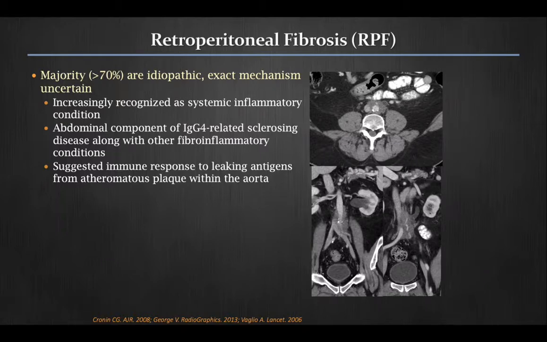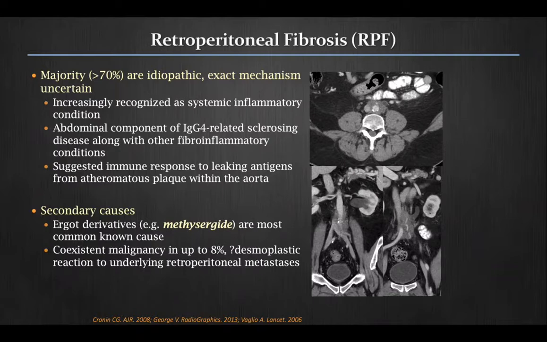The exact mechanism is unknown, but there has been a suggestion that this reflects an immune response in some patients from leaking antigens from an atheromatous plaque within the aorta. So you often see this in and around either an ectatic or aneurysmal abdominal aorta. Of the secondary causes, the most common known cause is from ergot derivatives. The classic is methysergide, which is an old headache medication. There are some patients who will have this as a presentation for metastatic disease, where it's thought to reflect a desmoplastic reaction to underlying retroperitoneal lymph node metastases or soft tissue metastases.